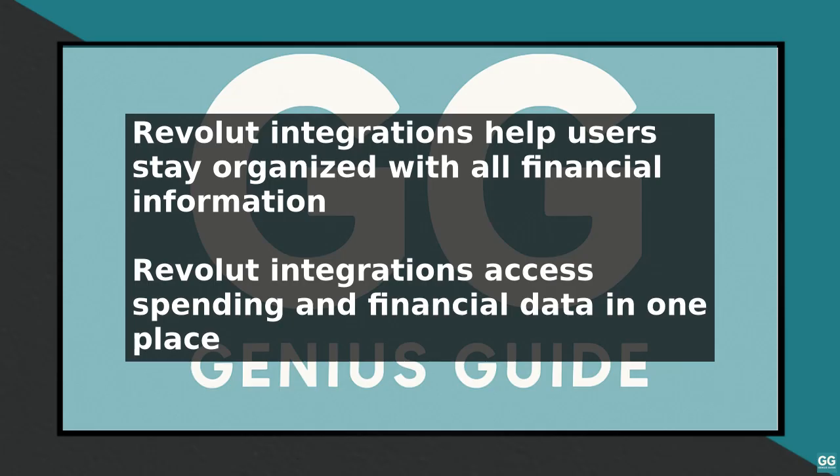In terms of practical examples, let's consider a small business owner who uses Revolut to manage their company's finances. By integrating Revolut with an accounting app, they can automatically track their expenses and generate invoices, making it easier to manage their cash flow. Similarly, an individual who uses Revolut to manage their personal finances can integrate it with a budgeting app, helping them stay on top of their spending and achieve their financial goals.